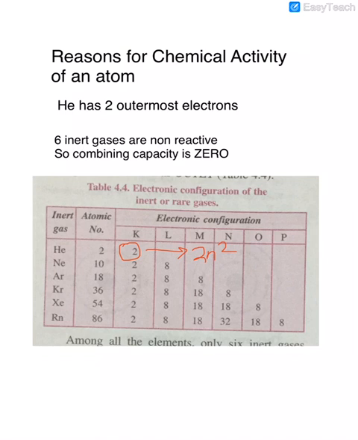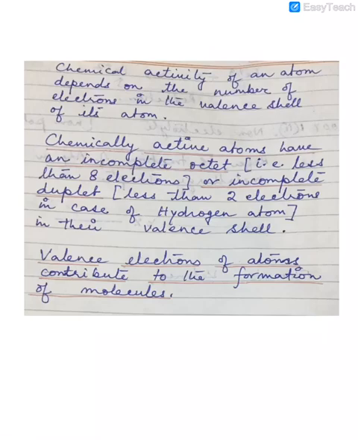So the chemical reactivity of an atom depends on the number of electrons in the valence shell of an atom. So chemically active atoms have an incomplete octet, that is less than 8 electrons, or an incomplete duplet, less than 2 electrons in case of hydrogen only, in their valence shell, and the valence electrons of atoms contribute to the formation of molecules.